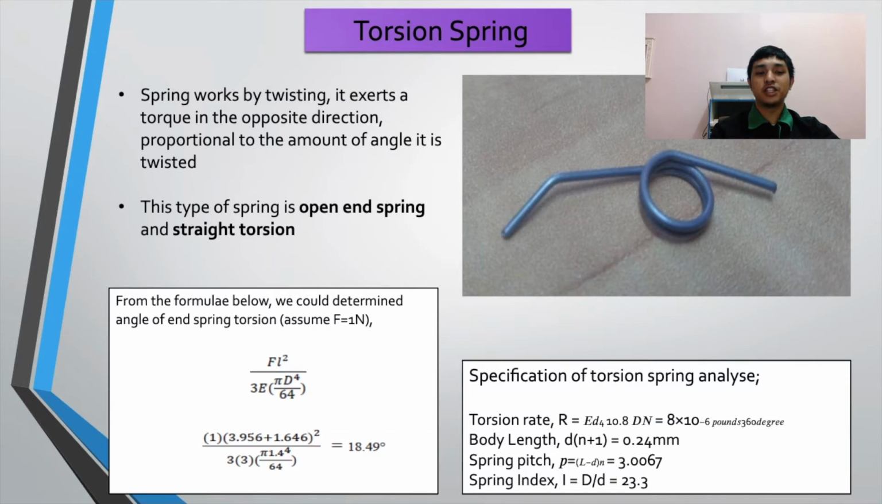From the specification of physical properties of the spring, such as the mean diameter, the wire diameter, and the modulus of elasticity of the spring, we could determine the spring index, torsion rate, and the angle of the end spring torsion, which is useful to design the spring in industry.